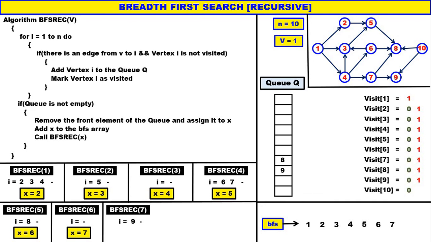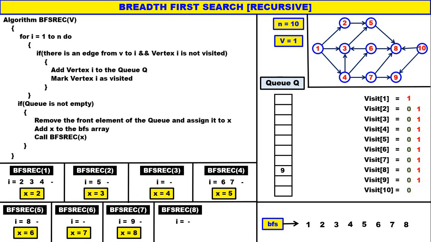The queue is not empty, therefore remove the front element 8 and assign it to X. Therefore X becomes 8. 8 is added to BFS also. Now call BFS REC of 8. Again, find out what are the vertices that are adjacent to 8. No vertex is adjacent to 8, therefore dash. Check whether the queue is empty. The queue is not empty.